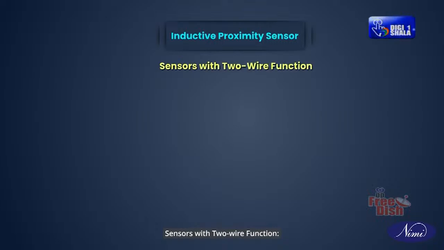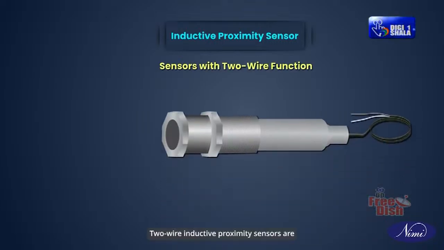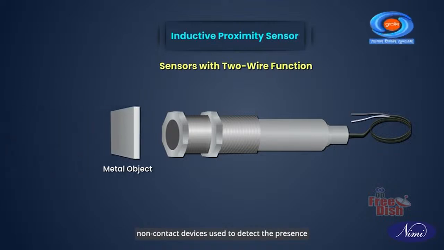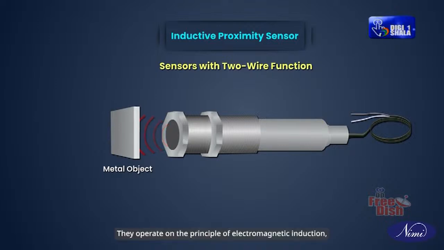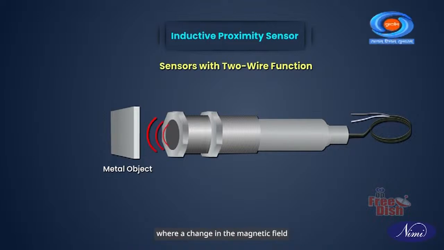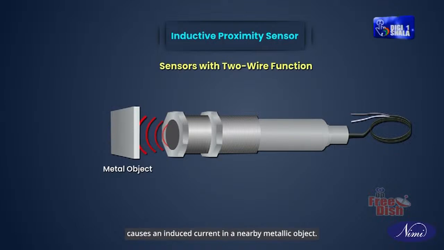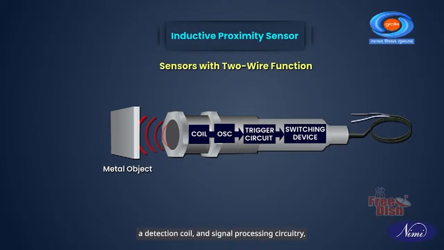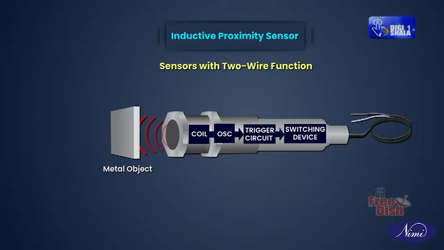Sensors with 2-wire function. 2-wire inductive proximity sensors are non-contact devices used to detect the presence or absence of metallic objects in proximity. They operate on the principle of electromagnetic induction, where a change in the magnetic field causes an induced current in a nearby metallic object. The sensors consist of an oscillator, a detection coil, and signal processing circuitry, all housed within a compact rugged enclosure.